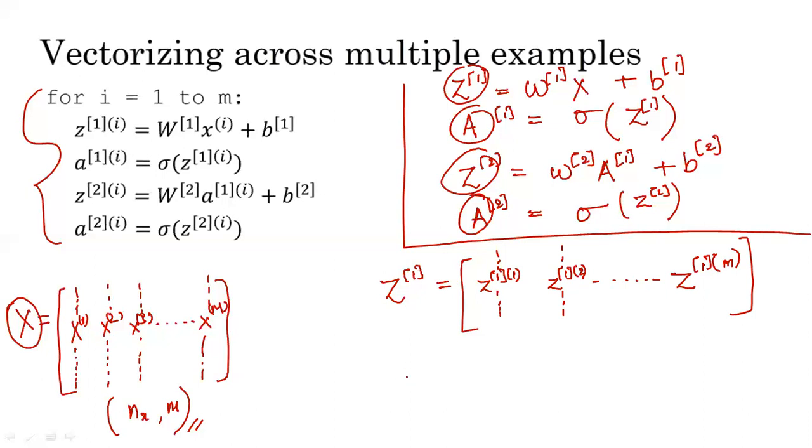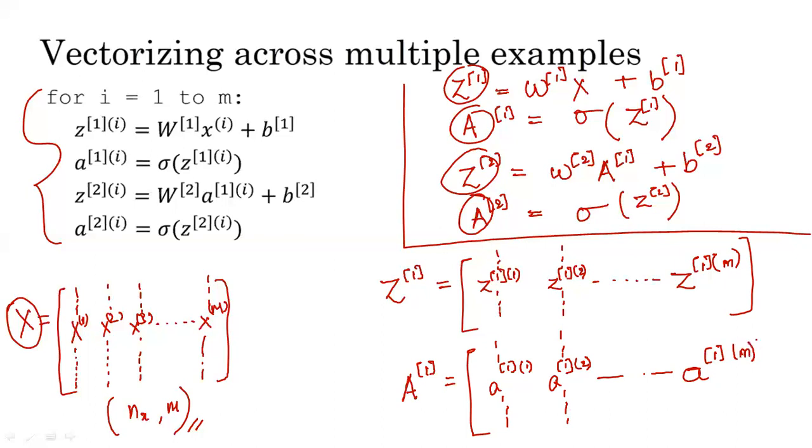Okay, and now I need to have a vector representation of capital A1. So what would be my vector representation? It would be A1 1, A1 2, and if I have m number of training examples, then this would be A1 m corresponding to the mth training example. So finally, these are the capital Z1 and capital A1 that we have represented in the vector notation.